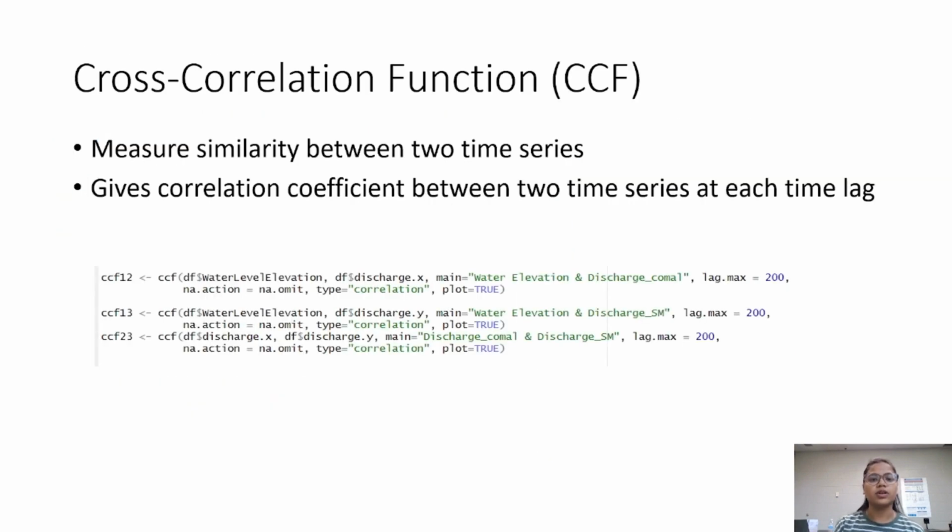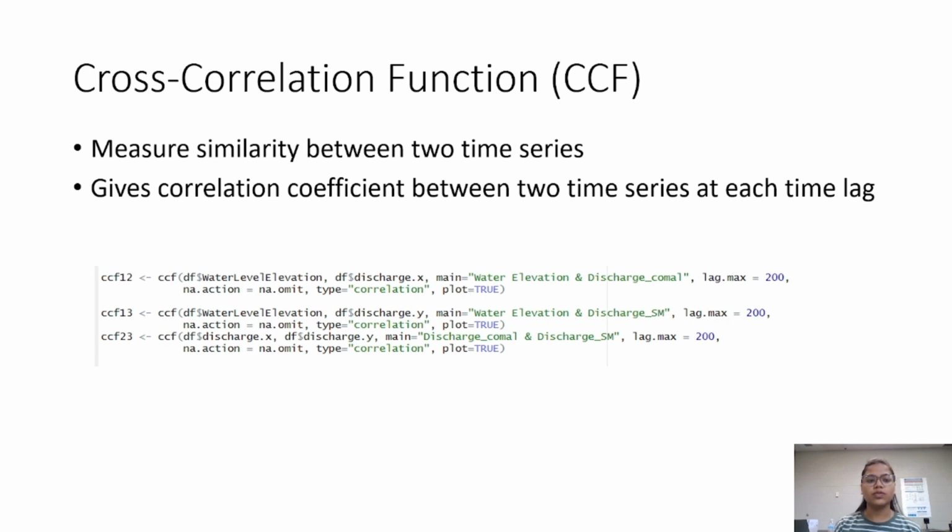After performing the autocorrelation and partial autocorrelation for all three datasets, I took the data from these three datasets to perform the cross correlation function between them. The cross correlation function measures the similarity between two time series. It gives a correlation coefficient between two time series at each time lag.